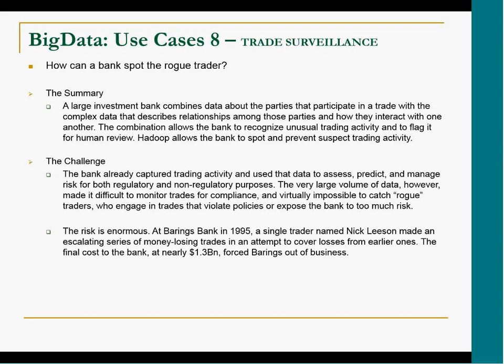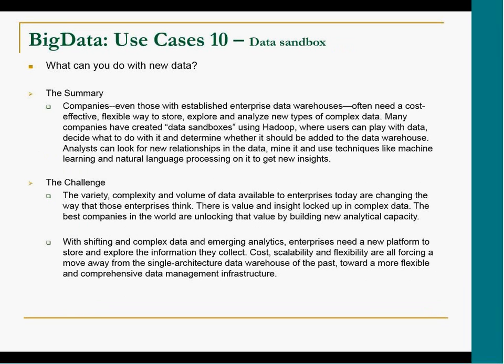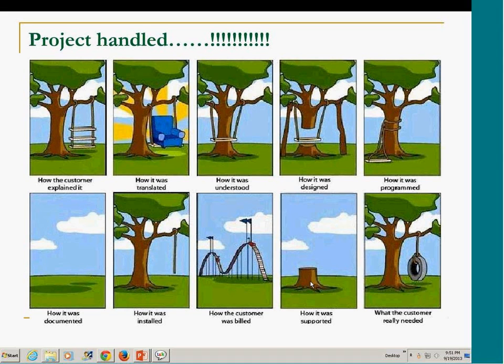And trade surveillance, which we were discussing before about JP Morgan. Your searches will be better. You have a large amount of data, a data sandbox, basically new data. How can I store it? So this is the fundamental storage mechanism of the data, and this is how it is implemented in most cases.